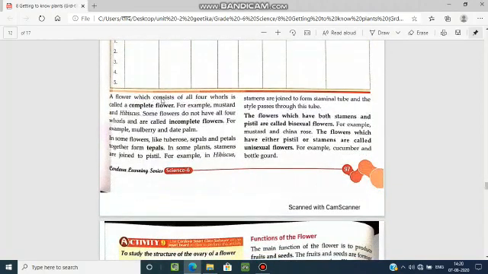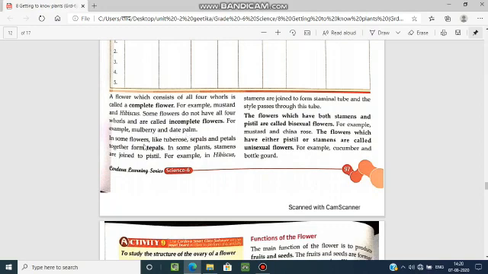A flower which consists of all four whorls is called a complete flower. All four whorls means sepals, petals, stamen and pistil. For example, mustard and hibiscus. Some flowers do not have all four whorls and are called incomplete flowers. For example, mulberry and date palm.